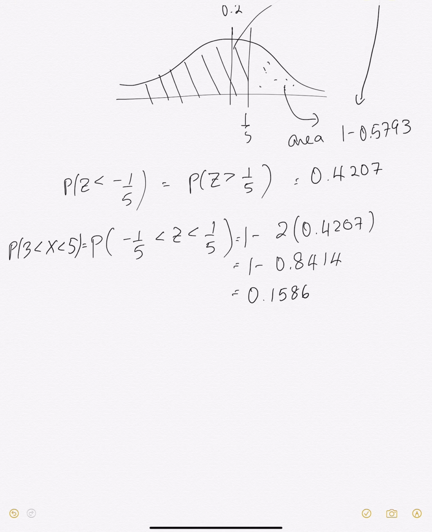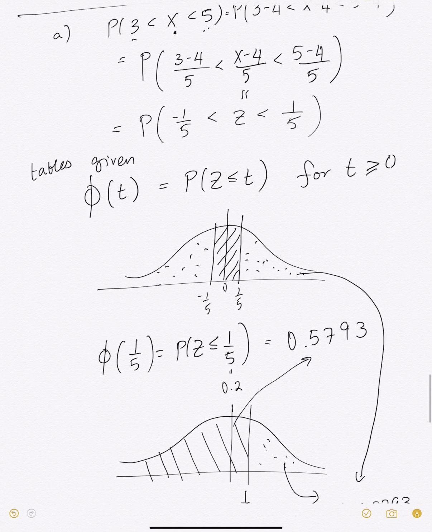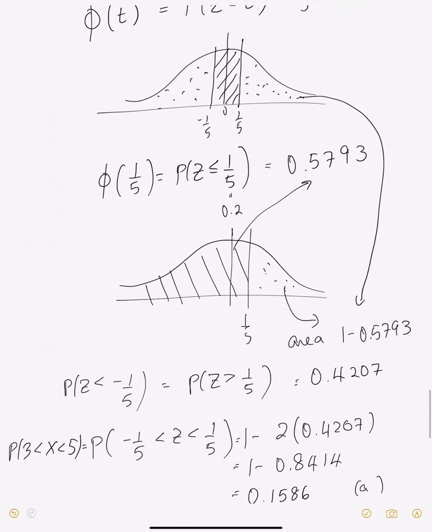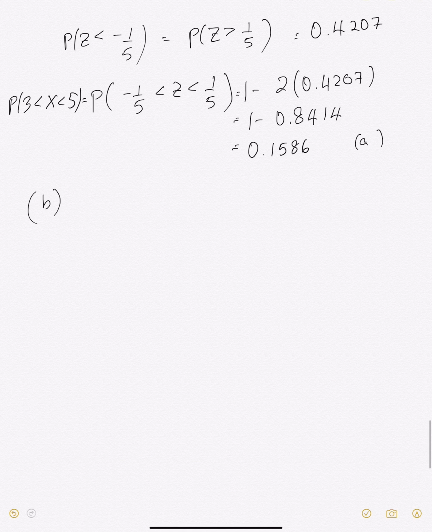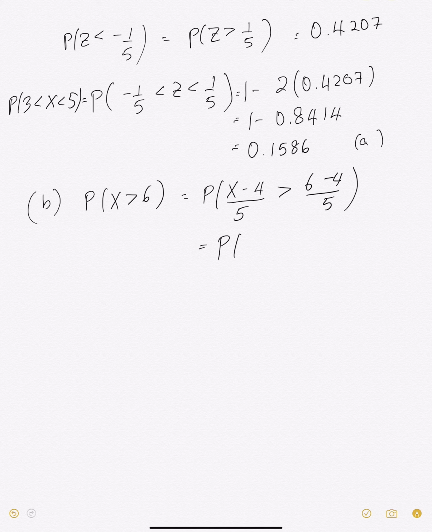Okay, so that's your answer to part A. All right. Question, part B. You're asked, what's the probability x is bigger than 6? Well, let's figure this out. Same thing again. Probability x minus the mean, which is 4, divided by the standard deviation, which is 5, bigger than 6 minus 4 over 5. So that's the probability, and this is z bigger than 2/5.